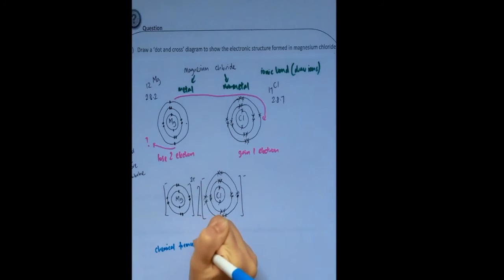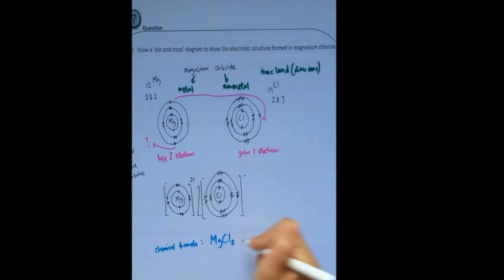How about our chemical formula? So since there is 1 magnesium and 2 chlorine, we write MgCl2. The other way, you can use your charges, you must make sure that they are balanced, and that will also give us MgCl2.